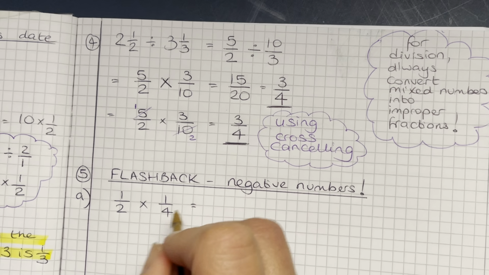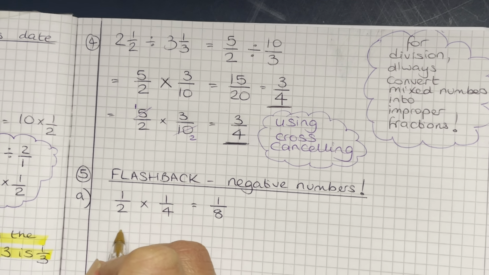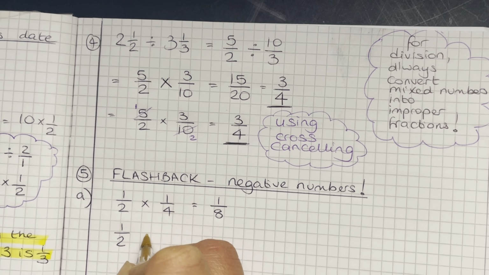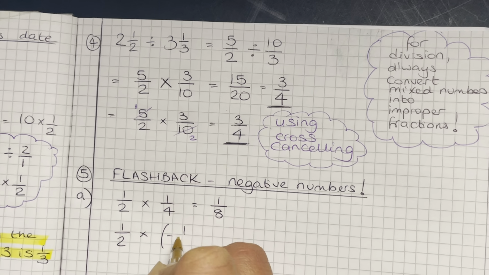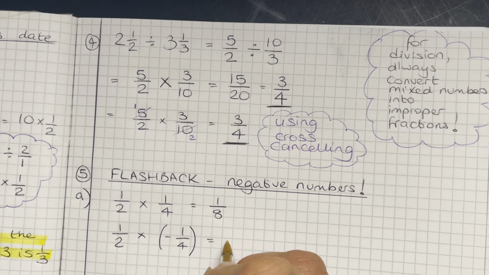That gives me 1/8. Okay, let's have a look at 1/2 multiplied by a negative 1/4. I've got a positive multiplied by a negative. That's going to give me a negative 1/8.